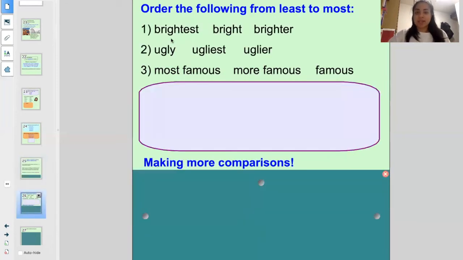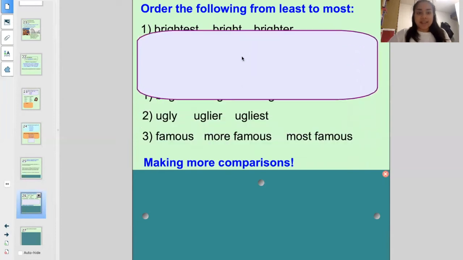Great. Now let's have a look at ordering something from least to most. Okay, so in each of these lists, there's a superlative, and hopefully you'll realize the ones ending in the est suffix or starting with most will be your superlative. So can you have a go at trying to order the following for question 1 and then question 2 and then 3 from least to most? Pause the screen, have a go, and then I will reveal the answers.